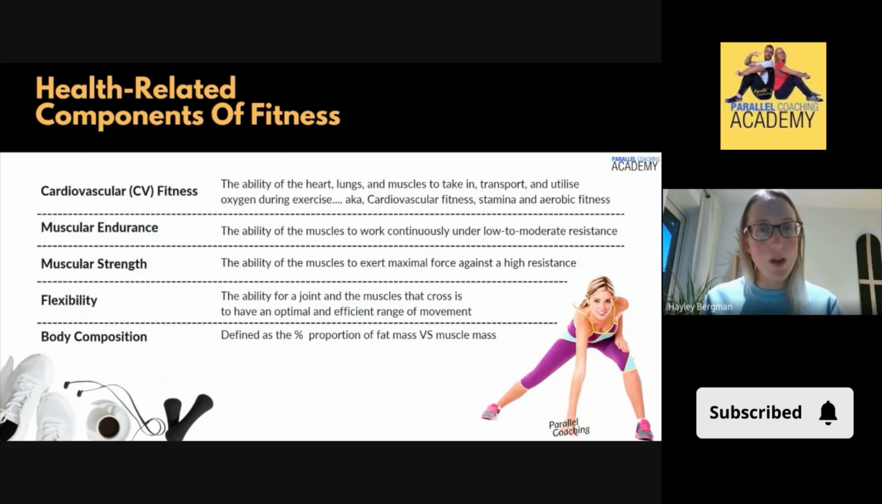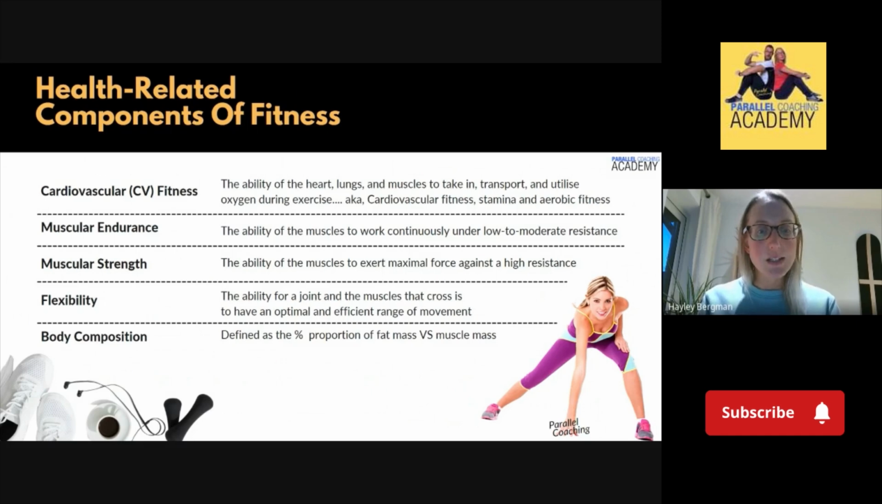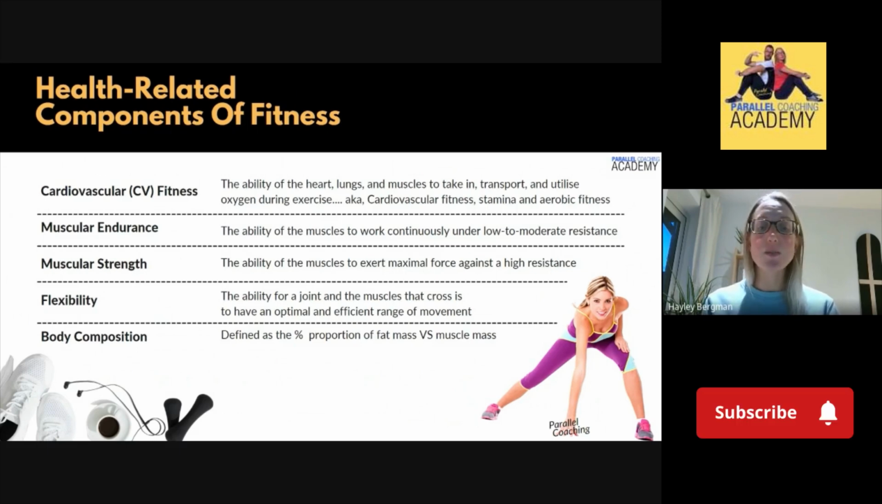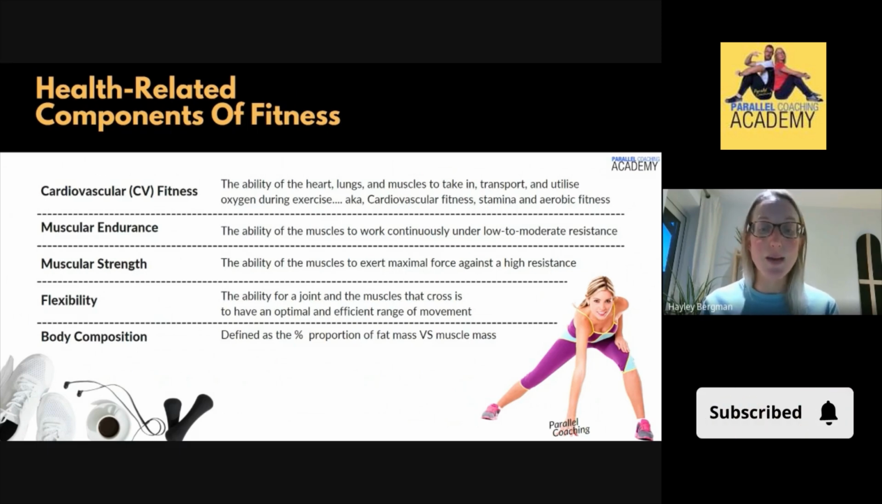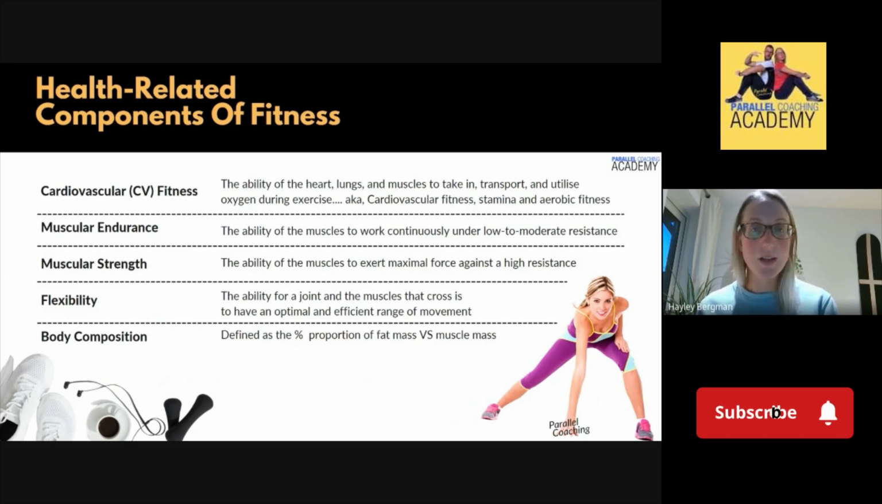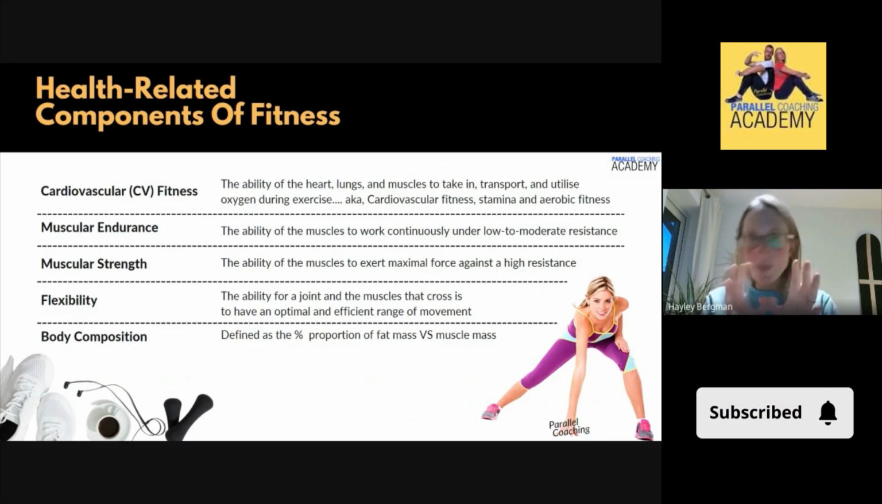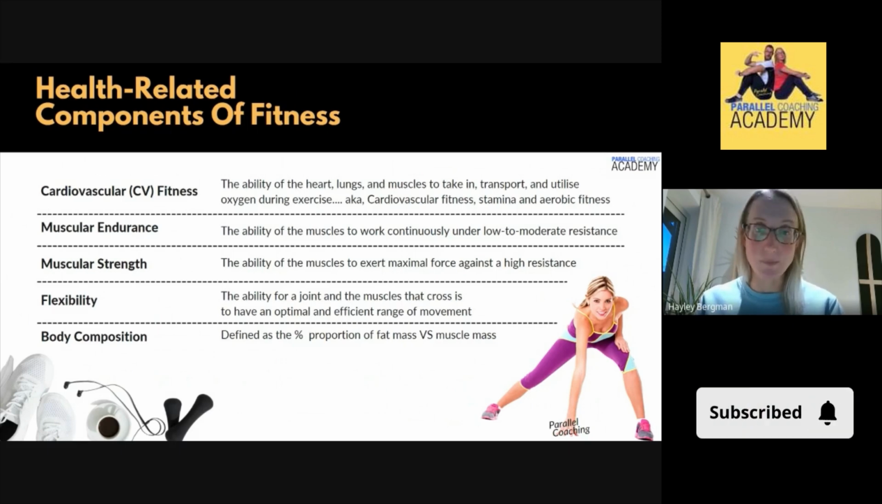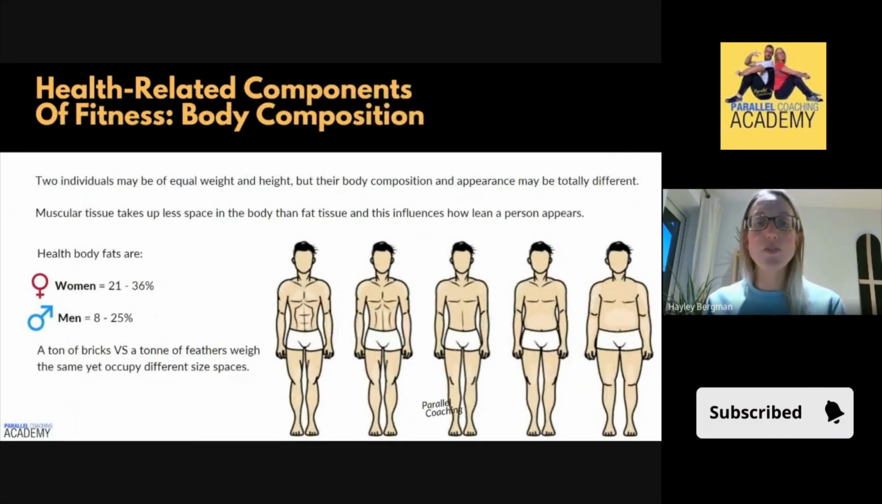Now, the 5th one is a bit of a curveball, because instead of it being about things that you might program in a session, body composition appears differently. So body composition is the final of our health-related components of fitness, and it's defined as the percentage proportion of fat mass versus muscle mass. Now, if this is in the relevant zones, which we'll go through in a moment, somebody's classed as having an appropriate or healthy body composition. So they are the 5 components of fitness.